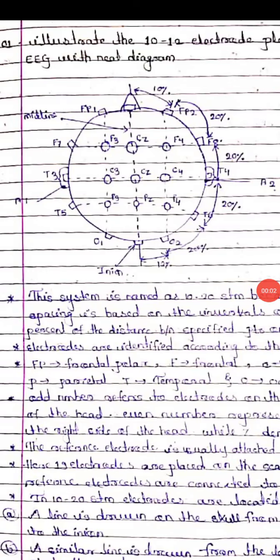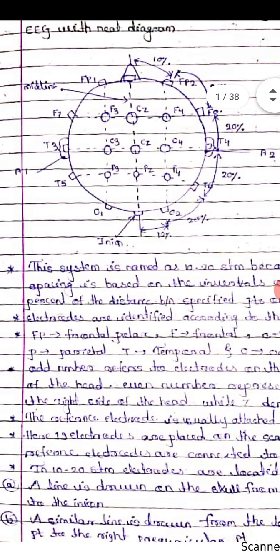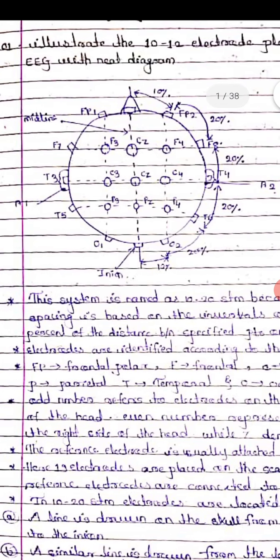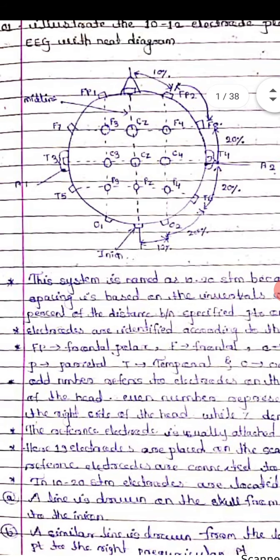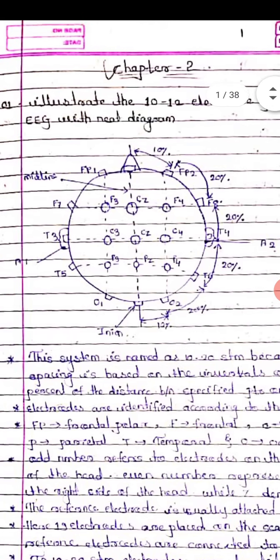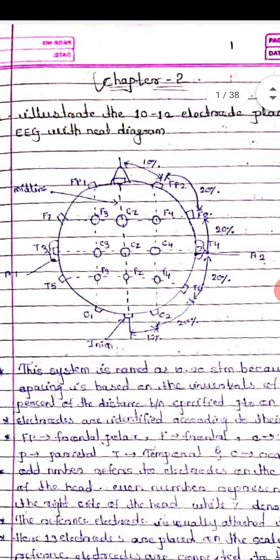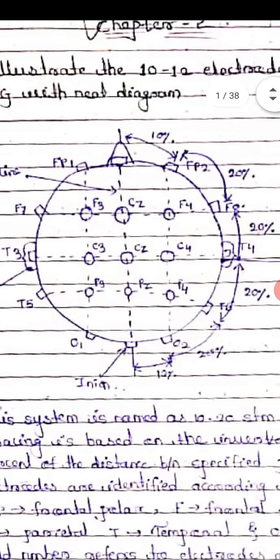Hello students. Today we will discuss the important questions from the second unit. The first question is: explain the 10-20 system. This comes under the measurement of EEG signals. Whenever you are explaining the 10-20 electrode system, the diagram is very important.